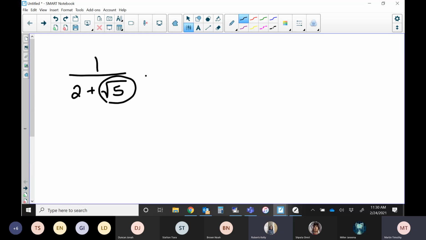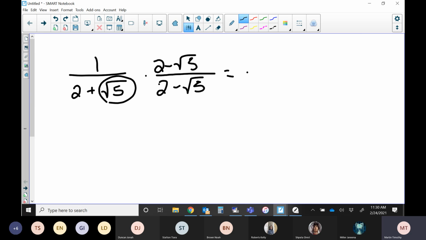Multiply it by its conjugate pair. Yeah, we can multiply by its conjugate pair. I love that vocab. So this would be 2 minus the square root of 5. And then obviously whatever we do at the bottom, we're going to do to the top. But I'm going to deal with the bottom for a little bit.